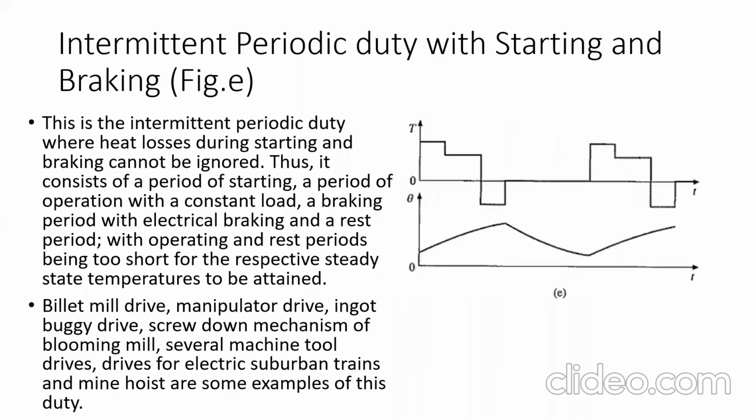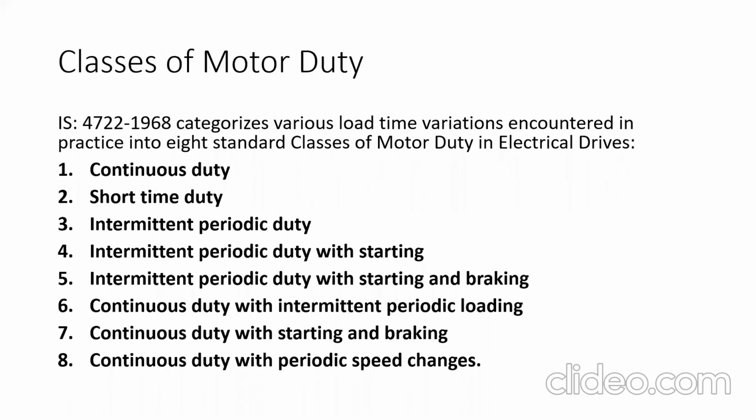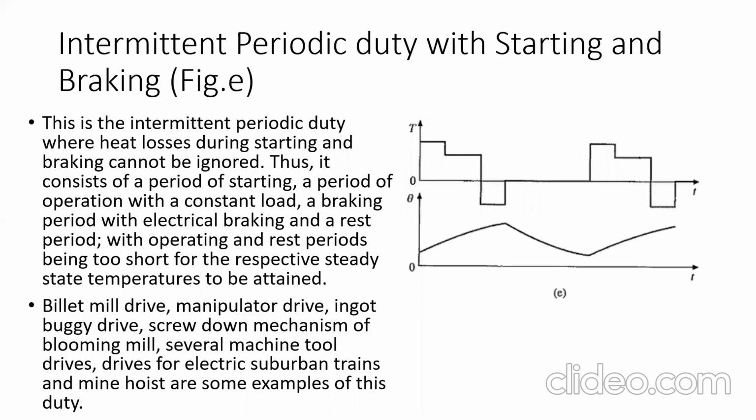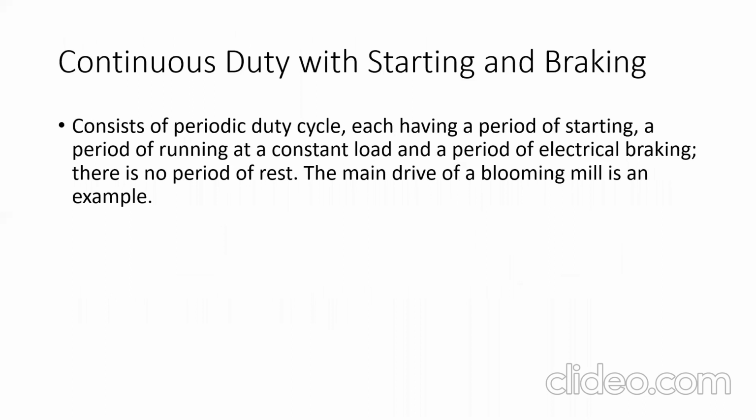These are the 8 duties. I think the first 6 we have seen, and the last 2 remain. Seventh is the continuous duty with starting and braking, and eighth is the continuous duty with periodic speed changes. Continuous duty means the machine is not relieved from the supply. It is always connected to the supply, but for some time it is loaded, and for some time it is unloaded.